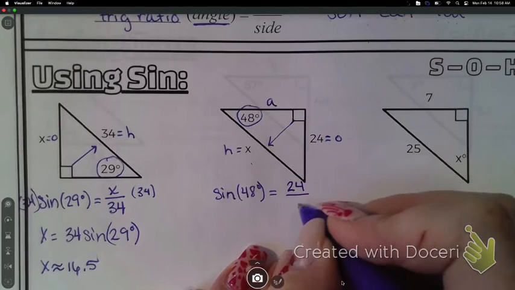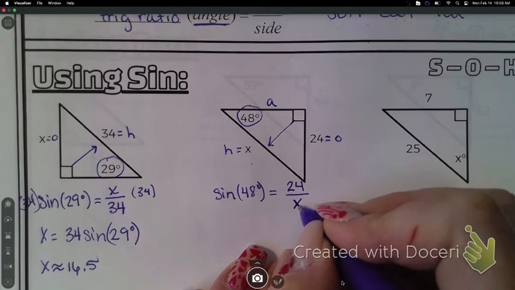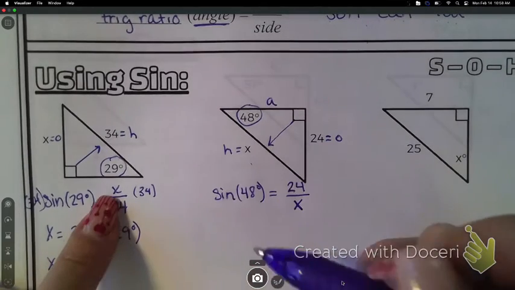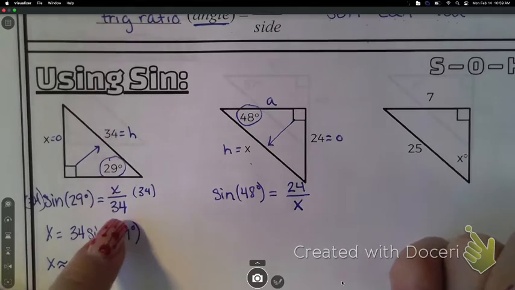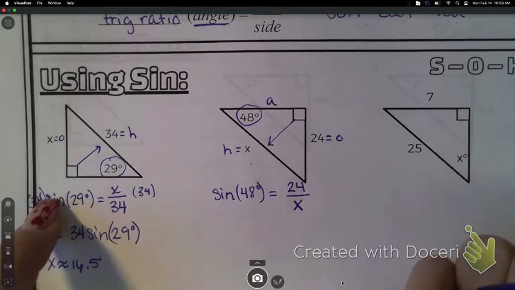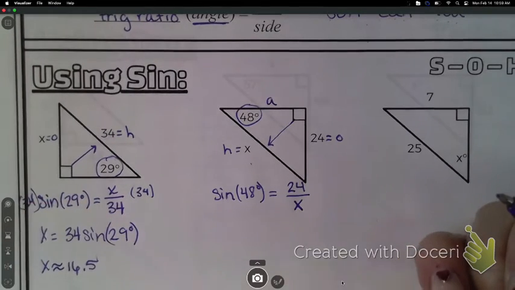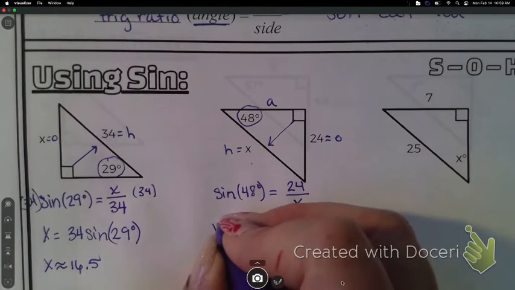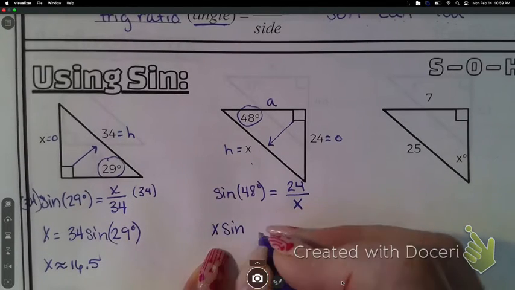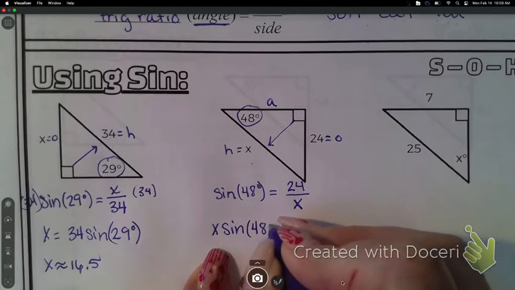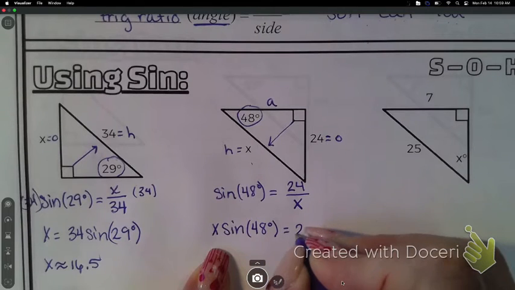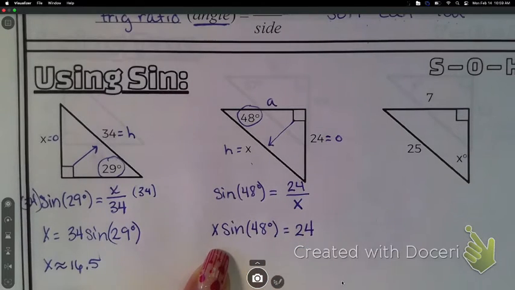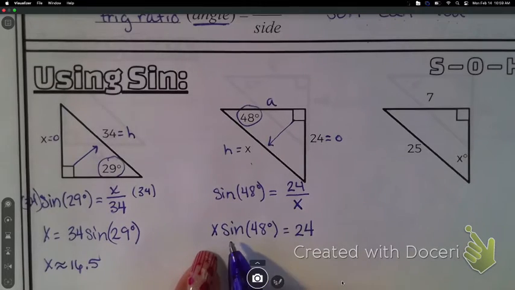So I have the sine of 48 degrees equals opposite, which would be 24 over x. Okay, so on the first one, the variable was in the numerator. Straightforward, just multiplied by 34, didn't I? But this one, I'm going to have to multiply both sides by x. So then I would have x sine of 48 degrees equals 24. But I still don't have x, do I? Nope. So this is x times sine of 48.